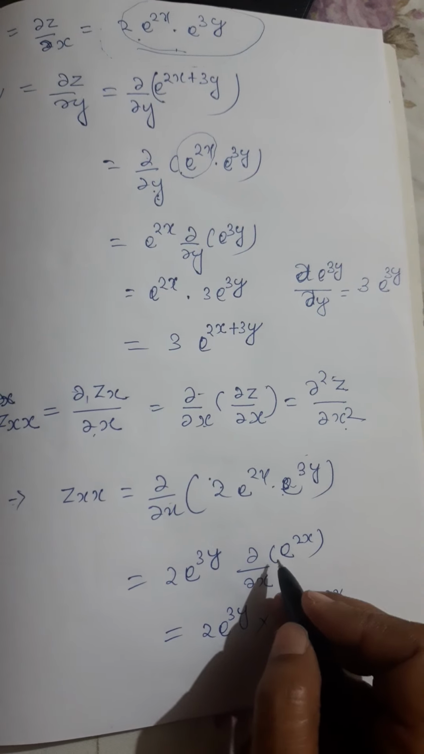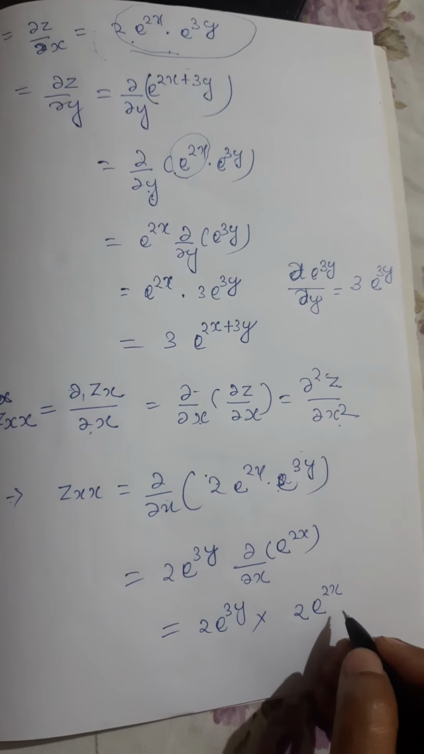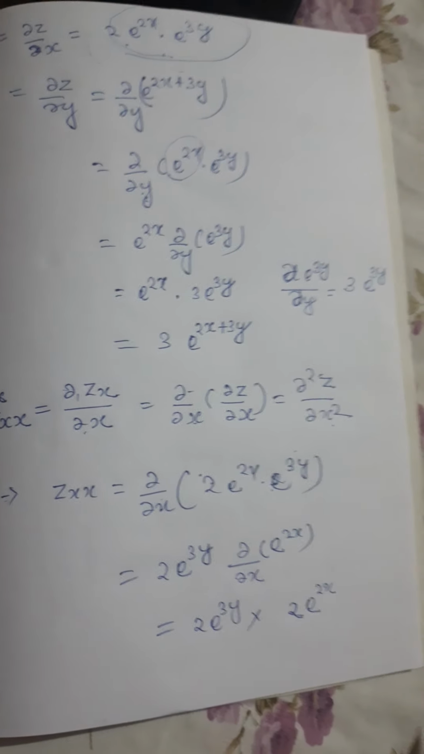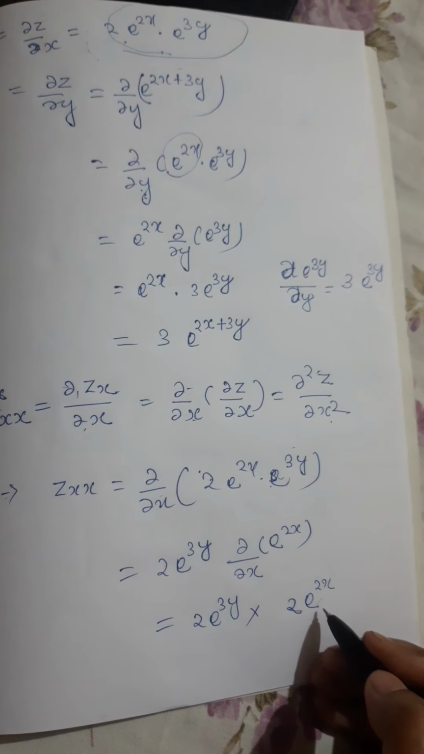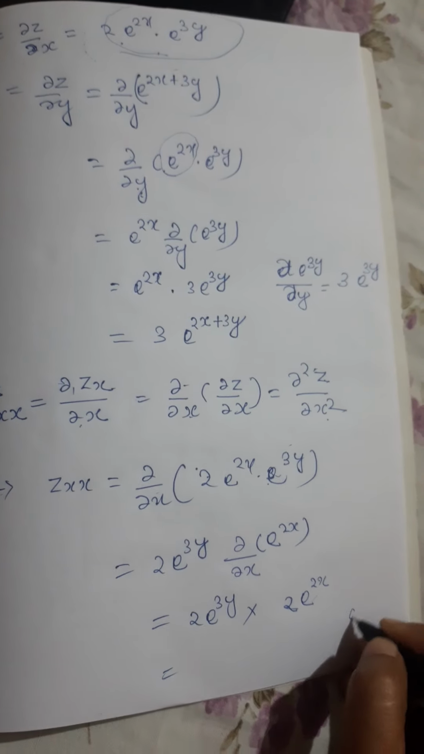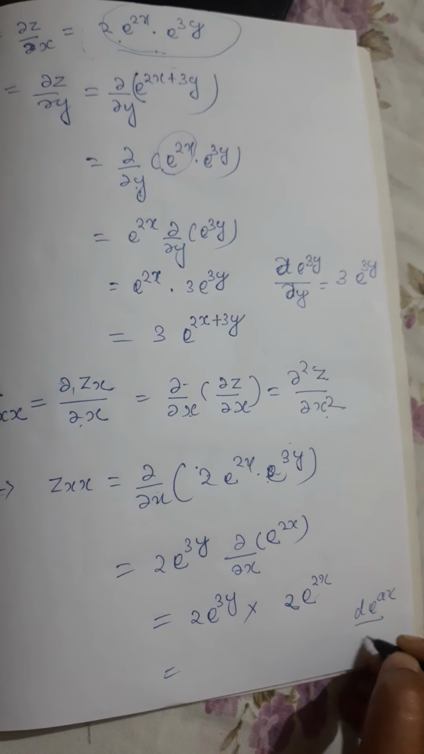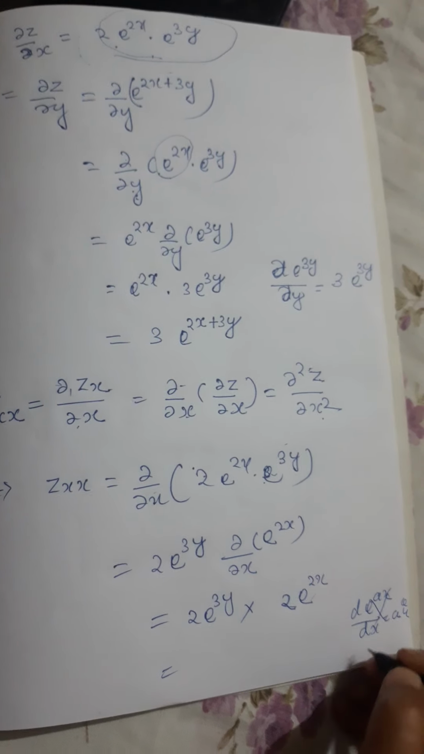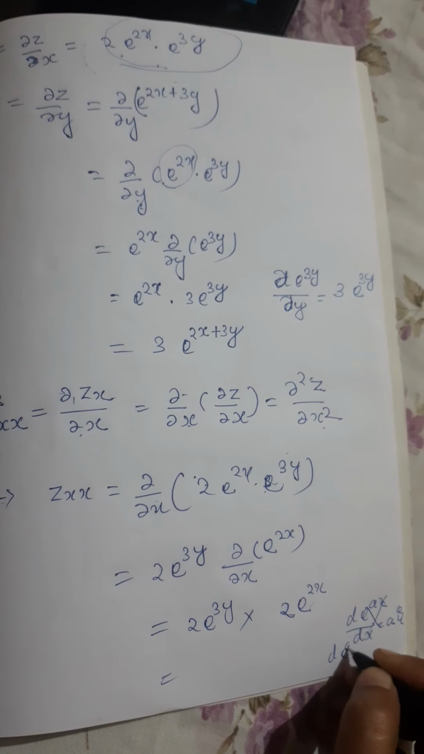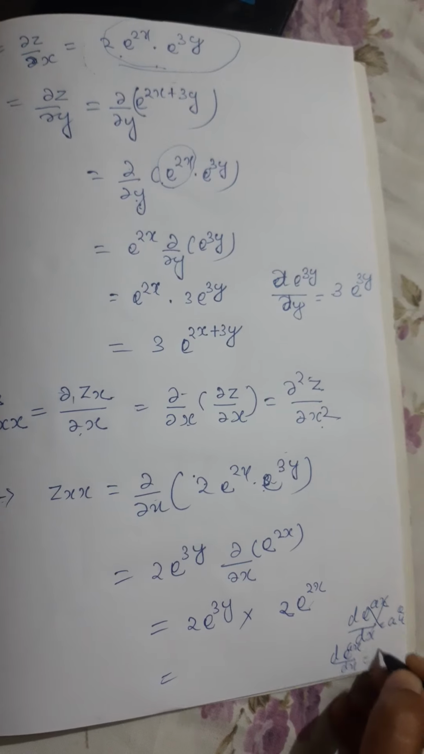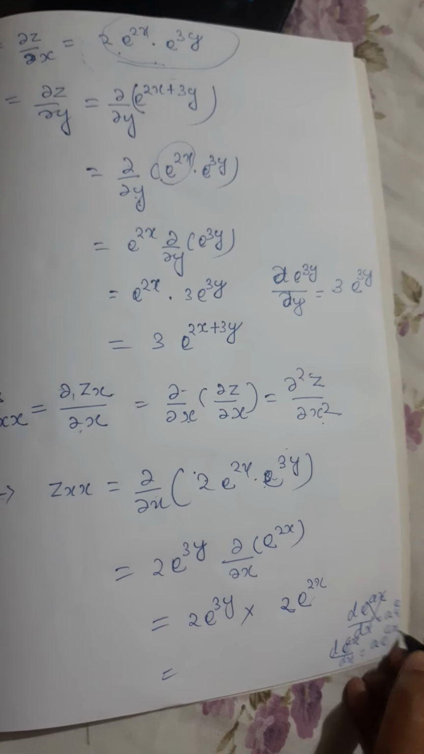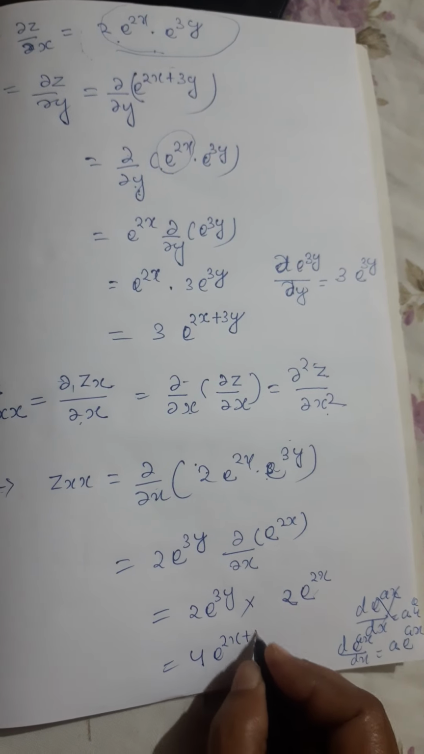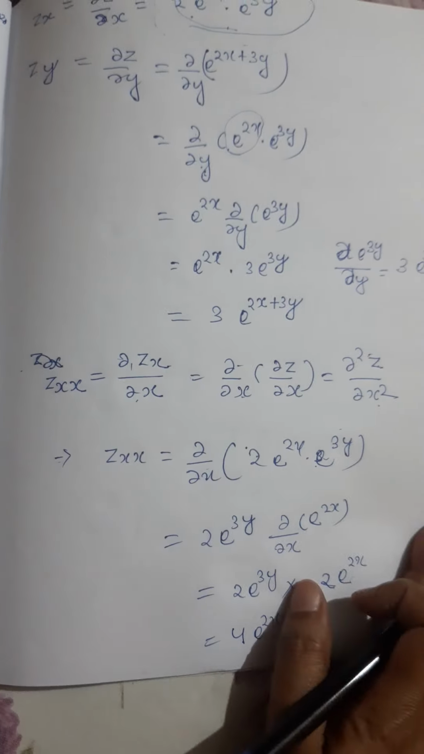Okay, derivative of e to the power x is e to the power x. Just multiply the coefficient of x with e to the power 2x. Okay, that is, just remind the derivative of e to the power ax with respect to x is a e to the power ax. So we have here 4 e to the power 2x plus 3y is your zxx.